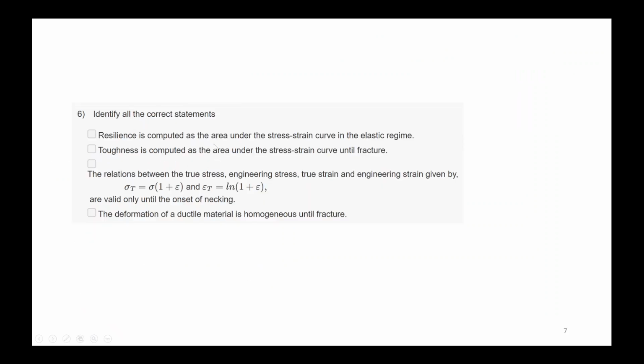Resilience is computed as the area under the stress strain curve in the elastic region. Toughness is computed as the area under the stress strain curve until fracture. These both statements are correct.